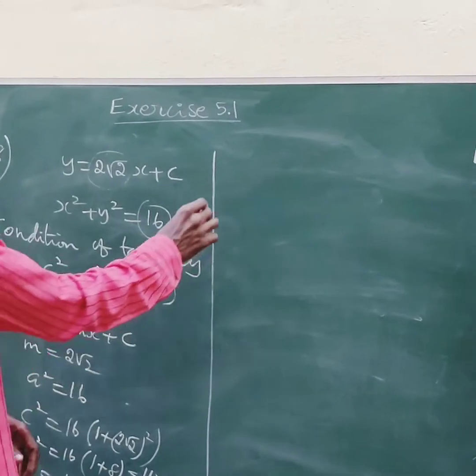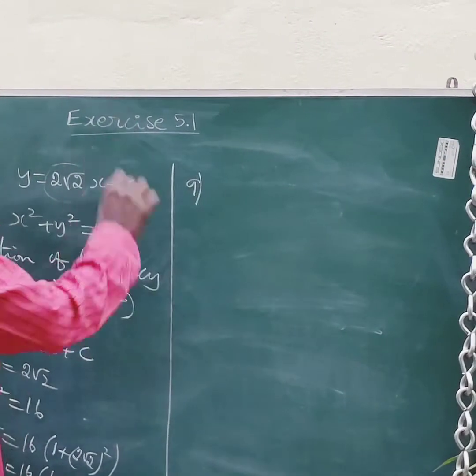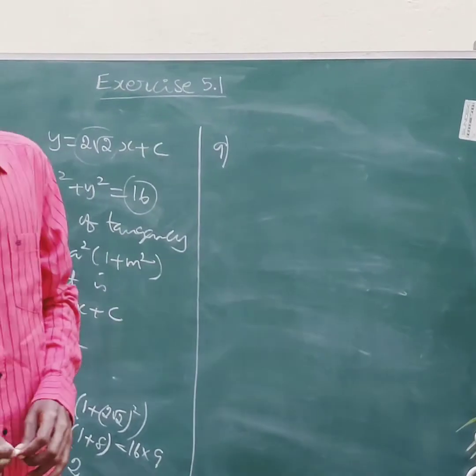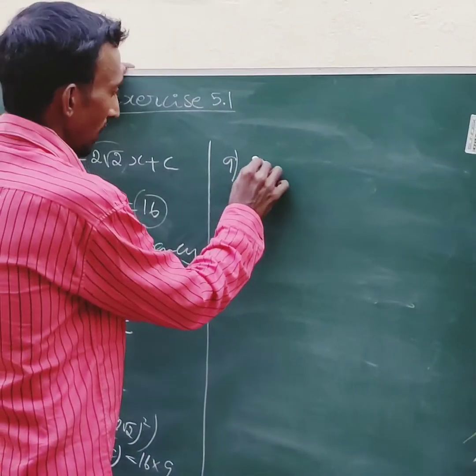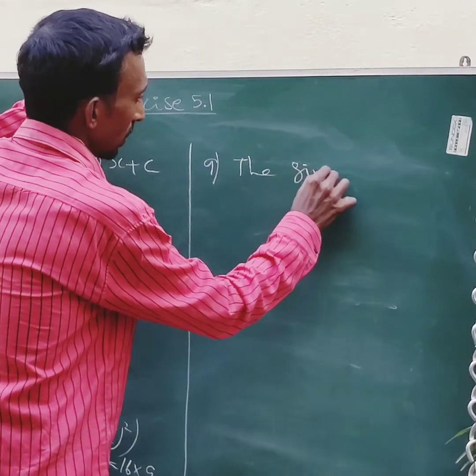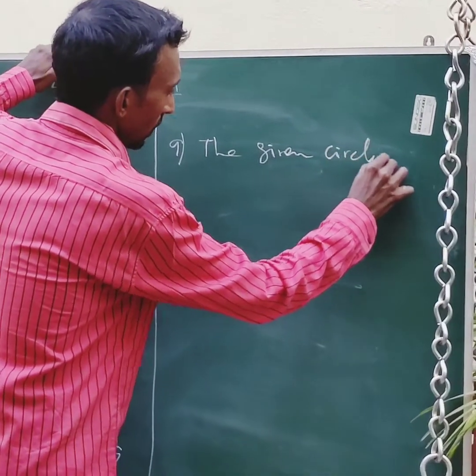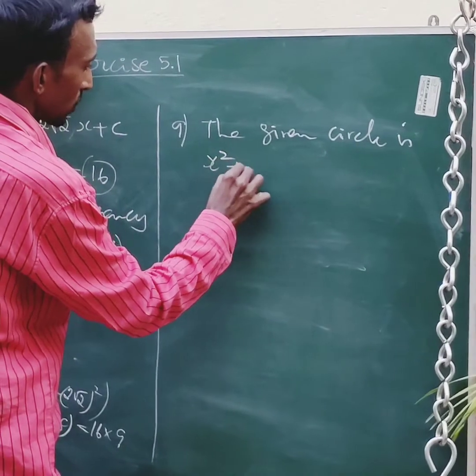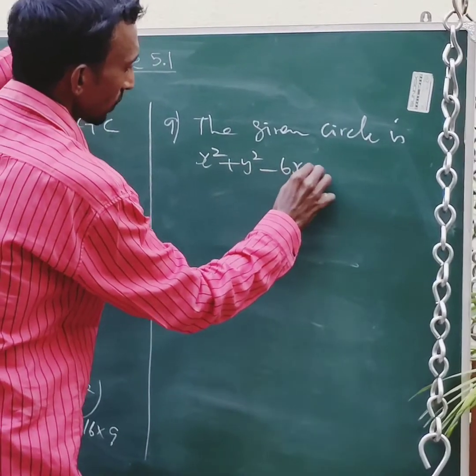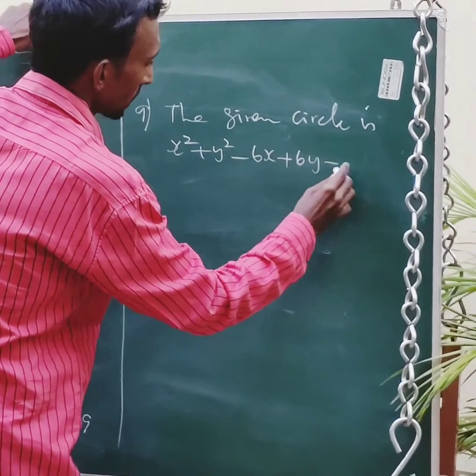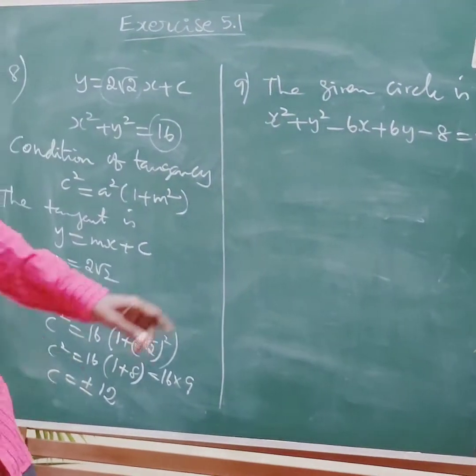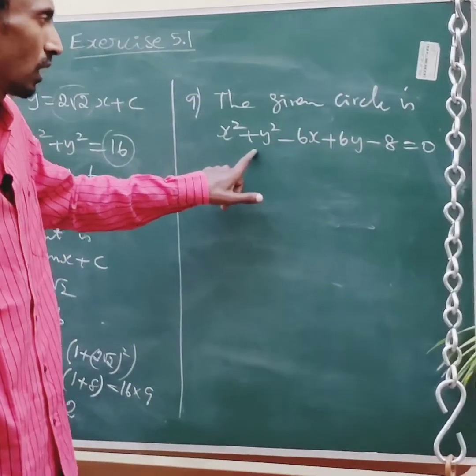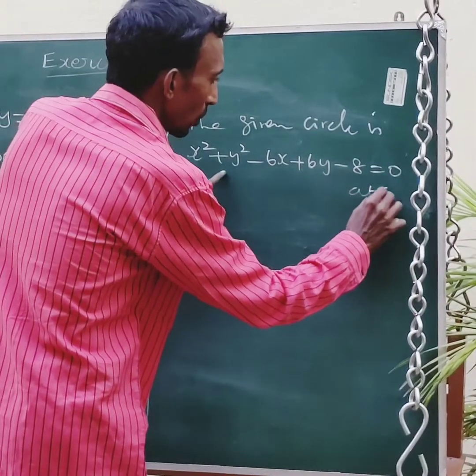Okay, now question number 9. The question is: find the equation of tangent and normal to the circle x square plus y square minus 6x plus 6y minus 8 equal to 0 at the point (2, 2).